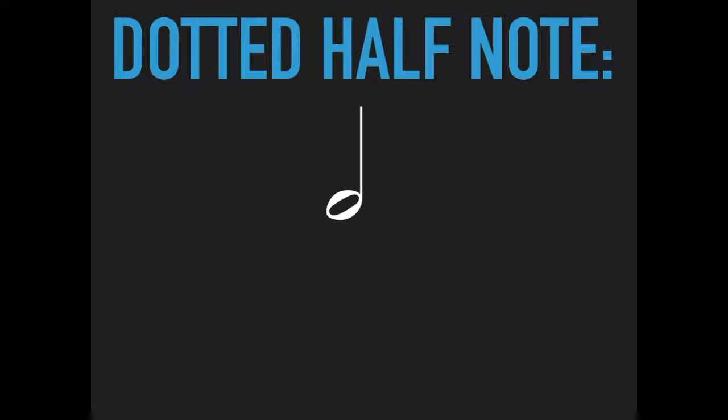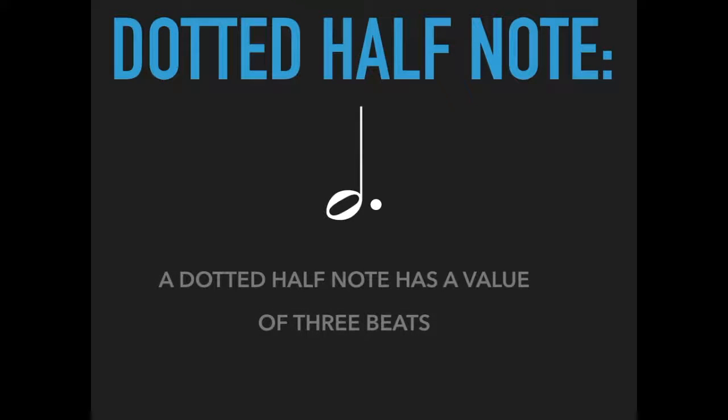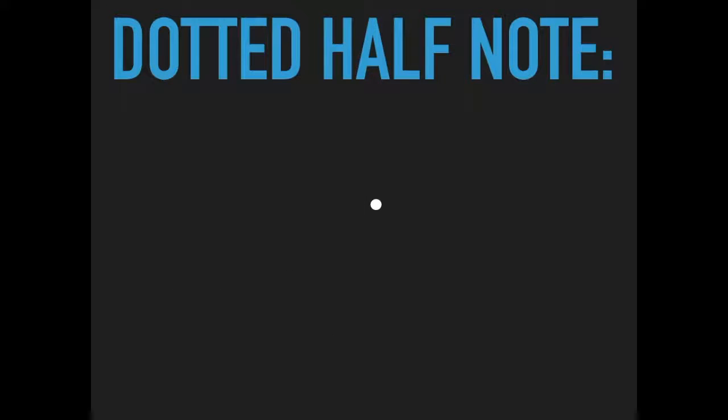Here we see a half note. We know that a half note is worth 2 beats. If we add a dot to this note, now this note is worth 3 beats. Young musicians often confuse that a dot equals 1 beat. That is not always true.